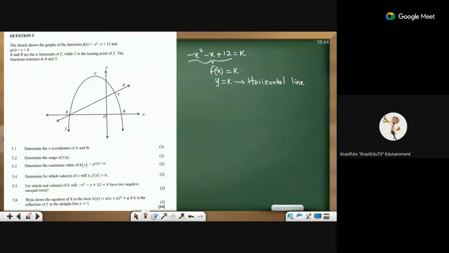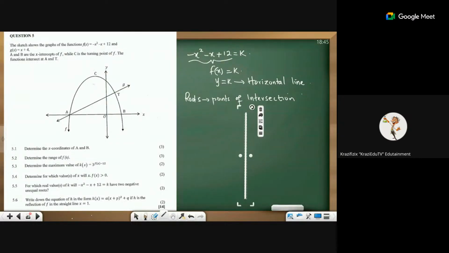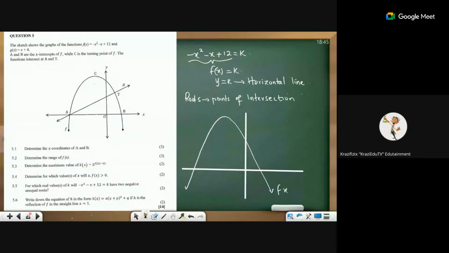Two negative unequal roots. What are roots? Points of intersection. Now I am looking at two different graphs. What do I mean by two different graphs? I'll draw it here so we can play around with it. They said f of x, right? So here's my f of x. I want it drawn in a particular way. There we go. And they said k, horizontal line.